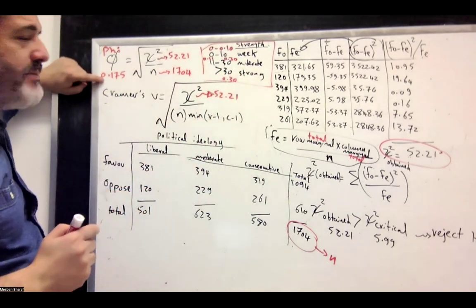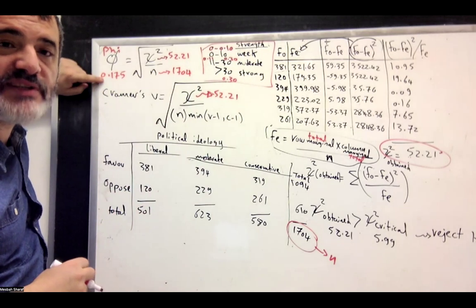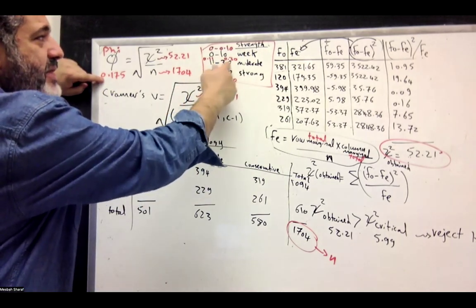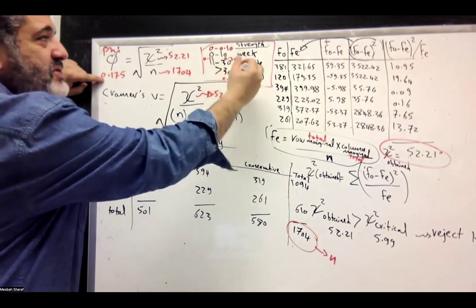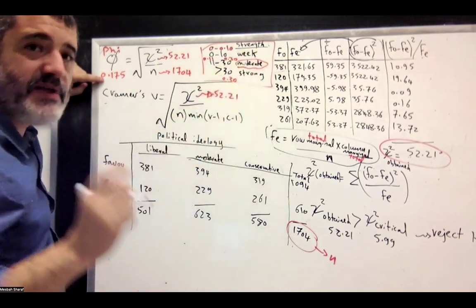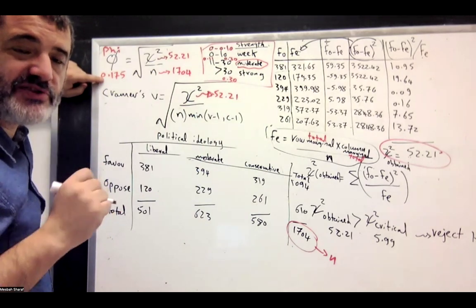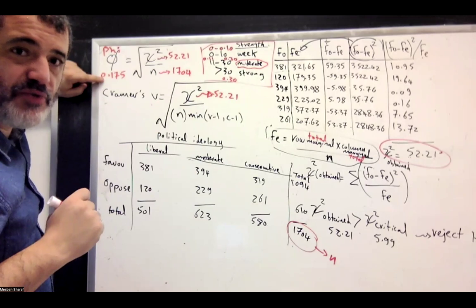As you can see, that measure is 0.17, so it lies within the moderate range. So the association is what? In this question, for the two nominal variables that I have, there is a moderate association between them.